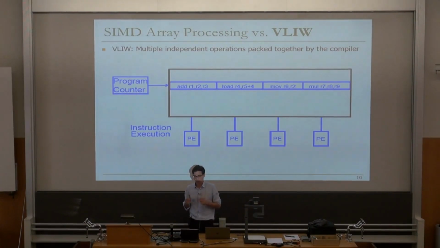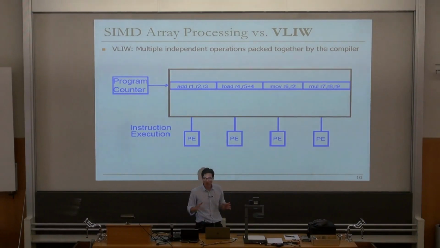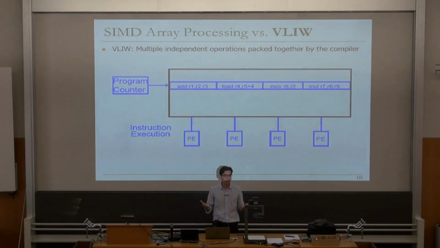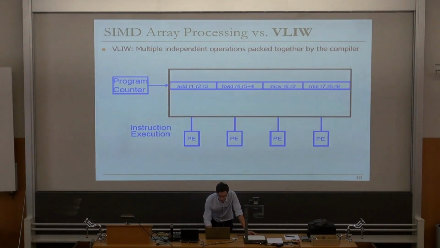So that's what VLIW architectures did. For them to work correctly, they needed a smart compiler that was able to identify instructions that were independent in the code when compiling the code. And this way we could have something like this.